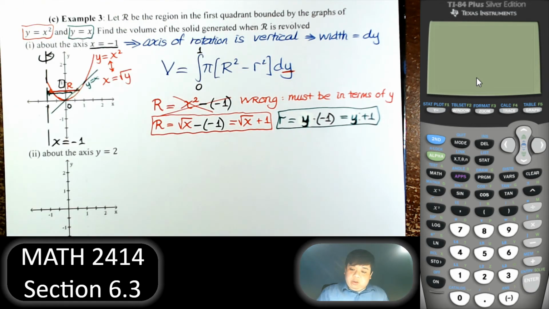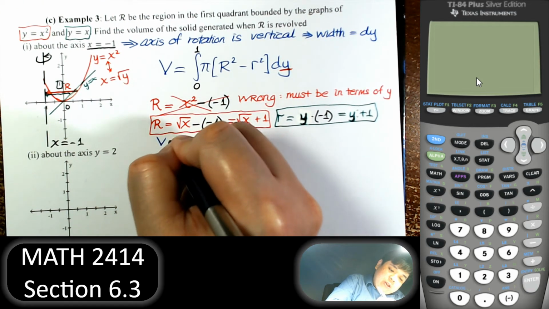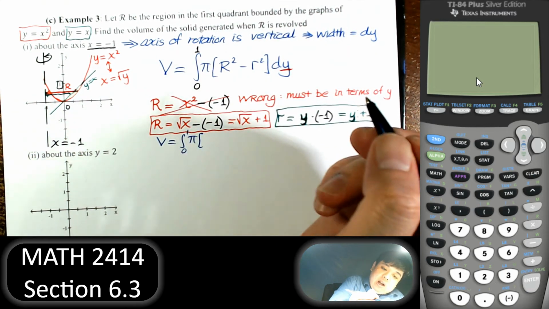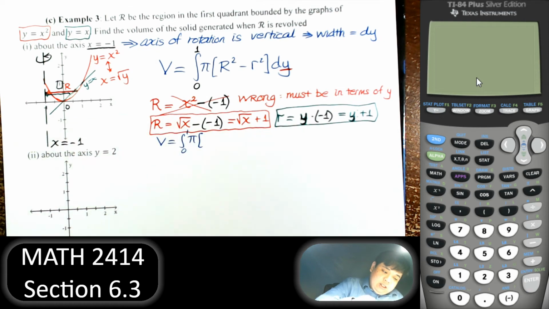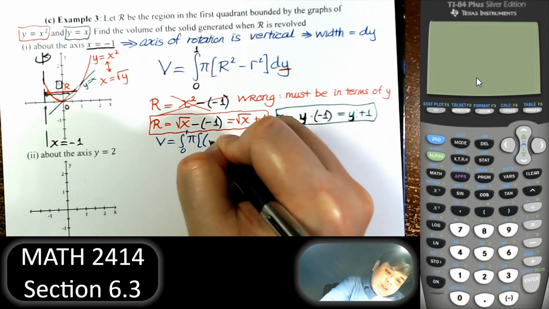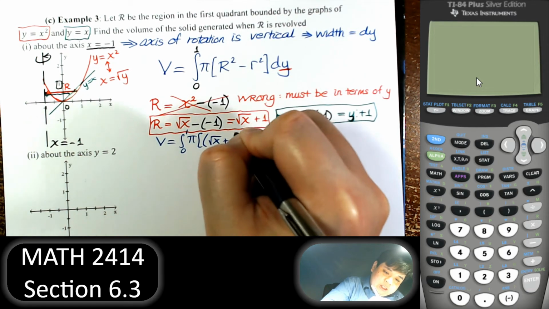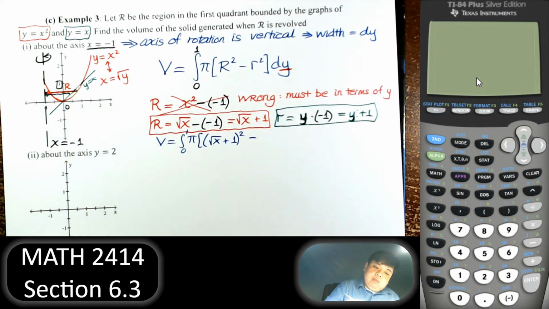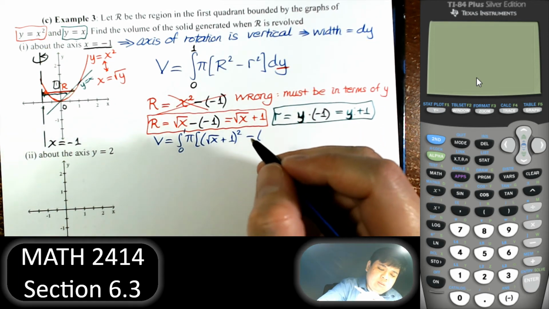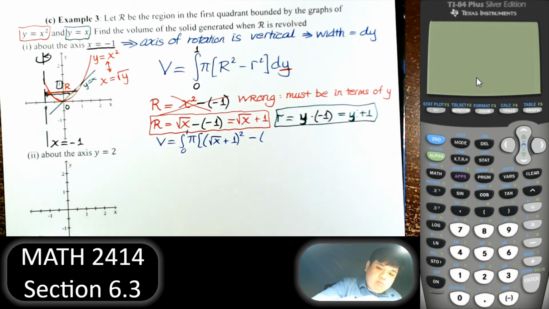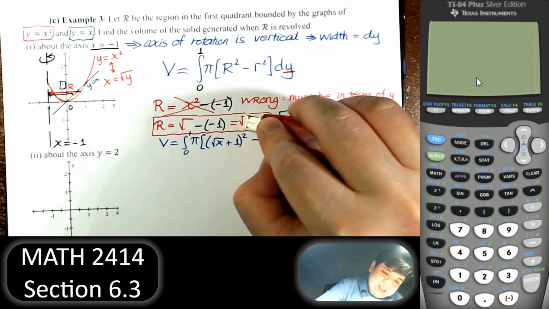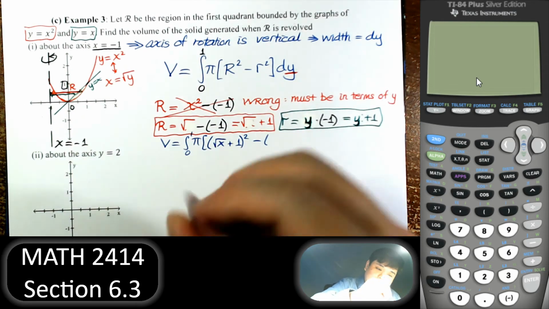Right, put that back into the formula. We have V equals the integral from 0 to 1 of pi, big R squared, square root of y plus 1, squared, minus little r squared, y plus 1, squared.